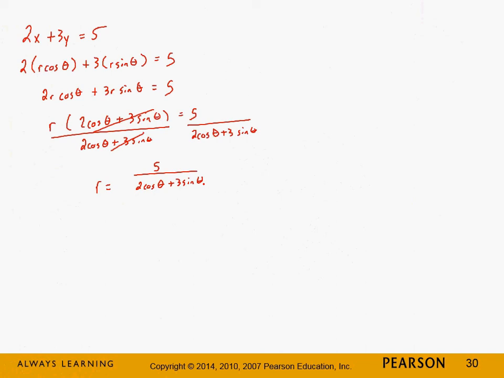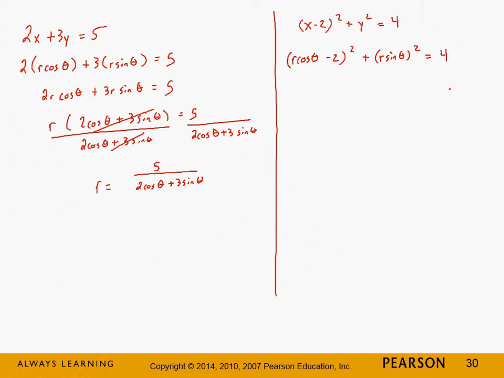You might have some that have squares in them, where you have to FOIL it out. Say you started with a circle. What if you had x minus 2 squared plus y squared equals 4, something like that. So I know that x is r cosine theta, so r cosine theta minus 2 squared plus r sine theta squared equals 4. So I'm going to FOIL that first one out. That gives me r squared cosine squared theta minus 4r cosine theta plus 4.